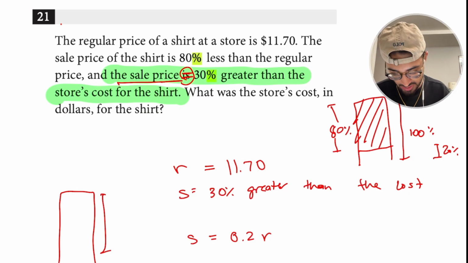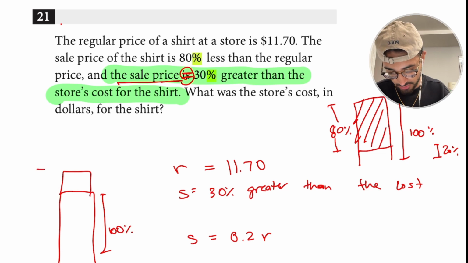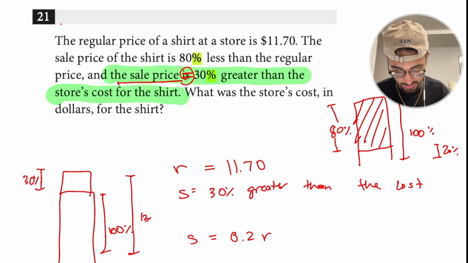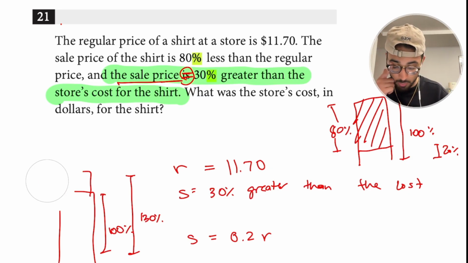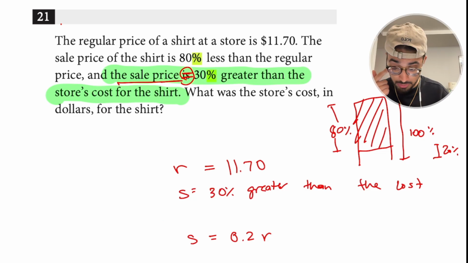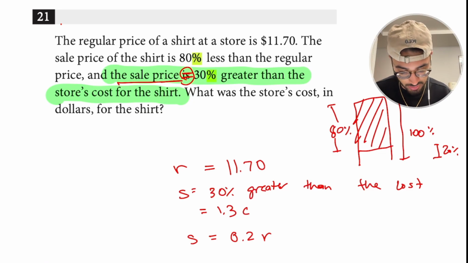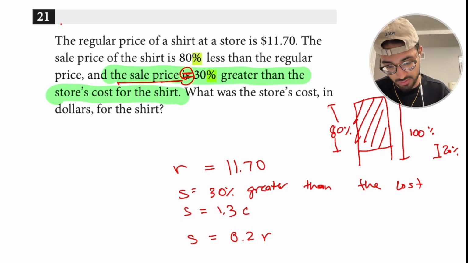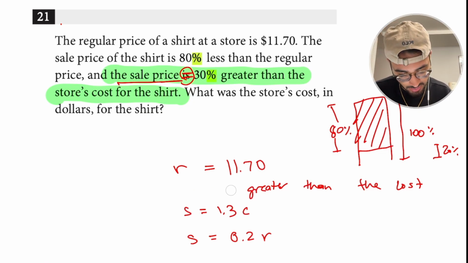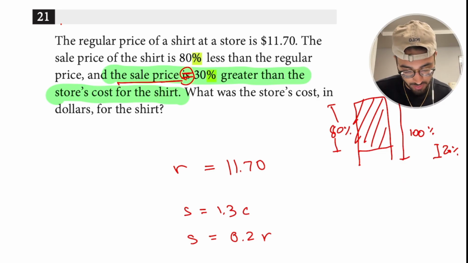We have 100%, and then we have a 30% greater, right? So we're adding on 30% on top, putting a 30% there, and then we end up with 130%, okay? Which means we have to multiply by 1.3, okay? So let's see right there. Let's do S is equal to 1.3 times the cost, which I'll just call C, honestly. And then just to sum up everything, I'll delete that since we know everything now at this point.